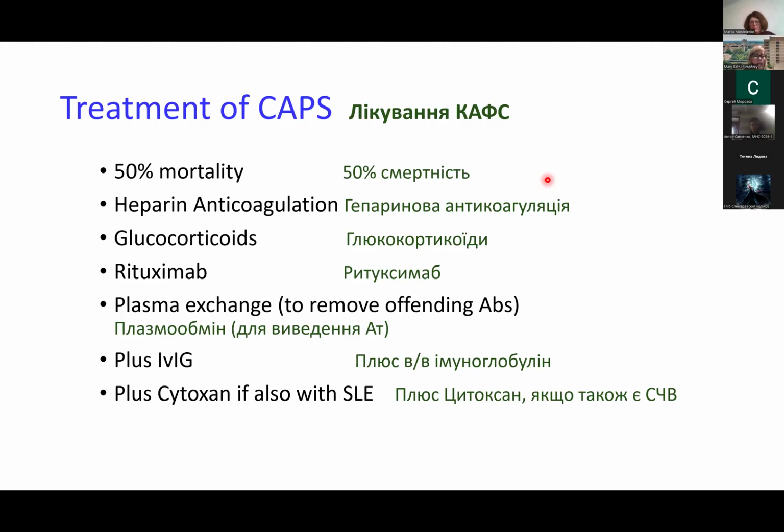Rituximab won't work right away, but it will decrease the B cells' ability to go on to become antiphospholipid plasma cells. So it won't get rid of the plasma cells they already have, but it will prevent the renewal of plasma cells that are making antiphospholipid antibodies. And then oftentimes, if the patient has lupus associated with CAPS, if they're really, really sick, we may also give them Cytoxan in addition to the rituximab, steroids, and plasma exchange.